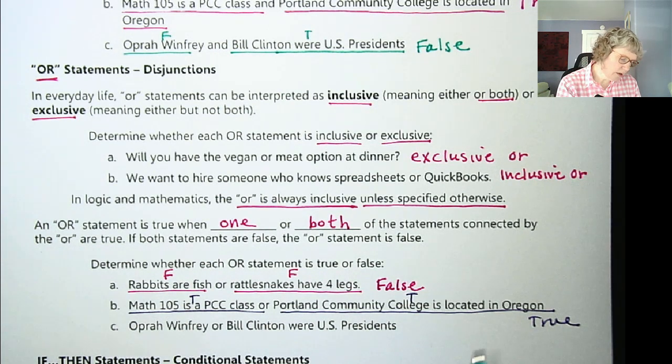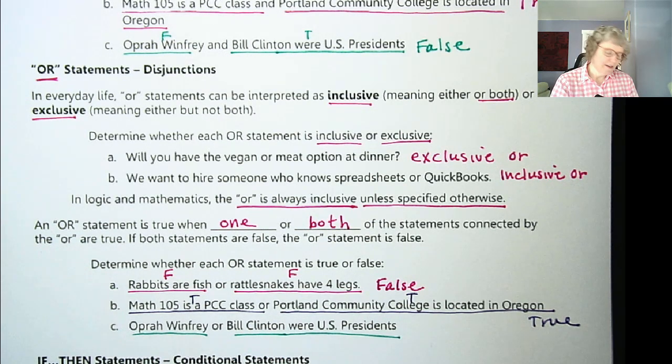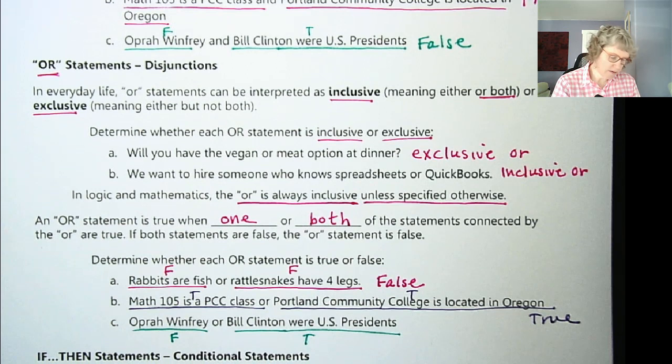One or the other, or both. Oprah Winfrey or Bill Clinton were U.S. presidents, or maybe you should say was a U.S. president. I don't know how you say that properly. Oprah Winfrey was not, but Bill Clinton was. So one or the other was a president, so that is true.